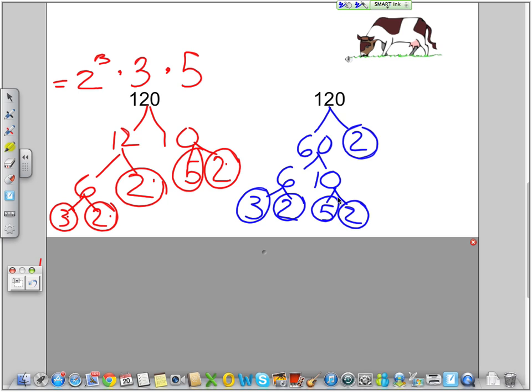And then I write my answer. 2 times 2 times 2, or 2 to the third, times 3, times 5. Notice how I got the same thing, which means that I did it right in both cases because they both need to equal 120, and they do. In this chapter, you start to do it using variables, as everything is in 7th grade.